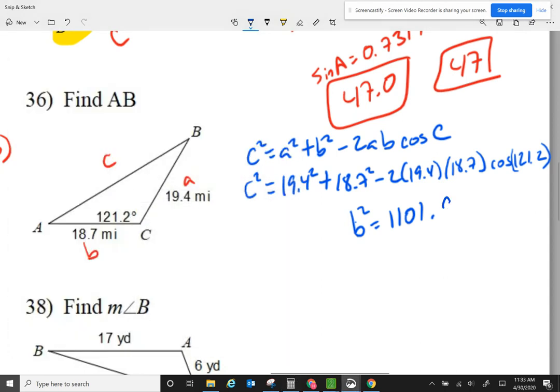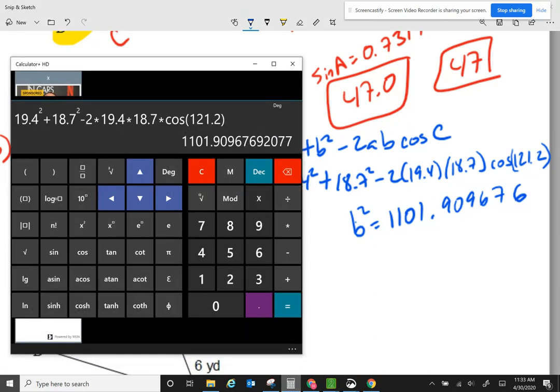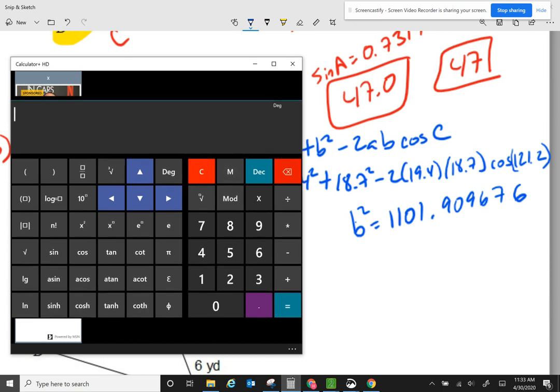1101.909676. When I'm working, at least I'm going to type in the first 6 decimal places. Now I have to do the square root of that. So I'm going to do the square root of 1101.90.